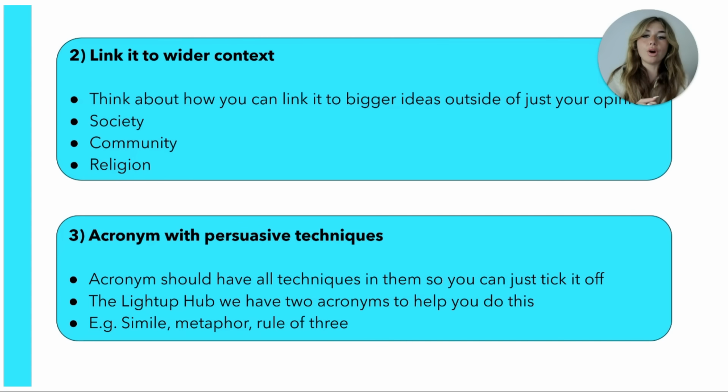So not only are you going to have a strong line of argument, you're going to link it to wider context, but you're also going to have an acronym with persuasive techniques to make sure you're actually being persuasive.